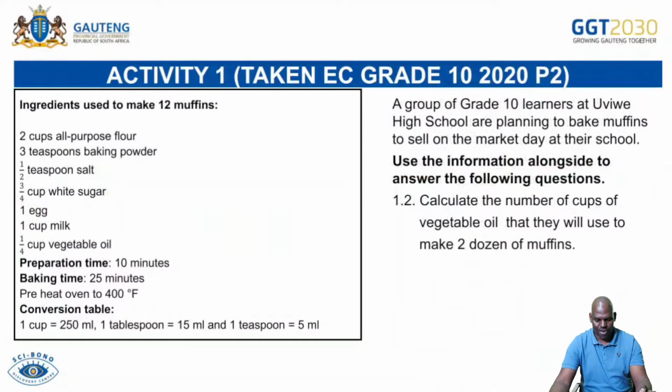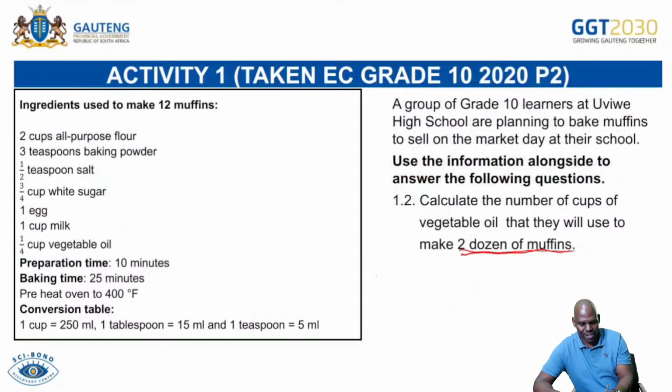Then for number 1.2, still in the very same information, calculate the number of cups of vegetable oil that they will use to make 2 dozen muffins. Okay, 2 dozen muffins. Now the question is, if we say 2 dozen muffins, how many muffins is that?